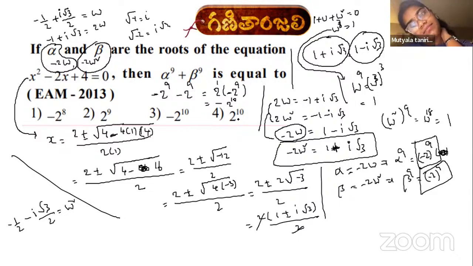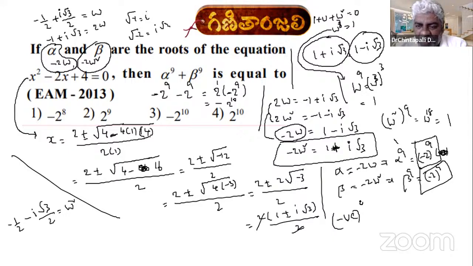Bunny, have you corrected? Option 4 is not correct because option 4 is 2 power 10 positive. Since 9 is an odd number, a negative number to the power of an odd number is negative only. So please keep this point in mind: negative to the power of odd is always negative.